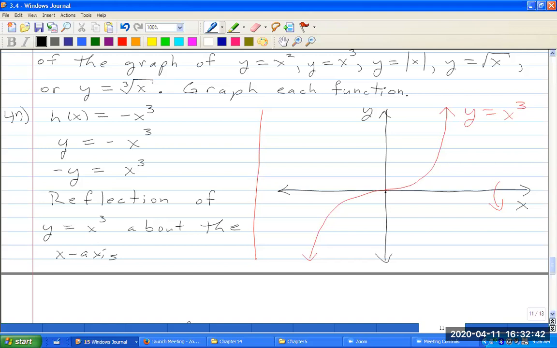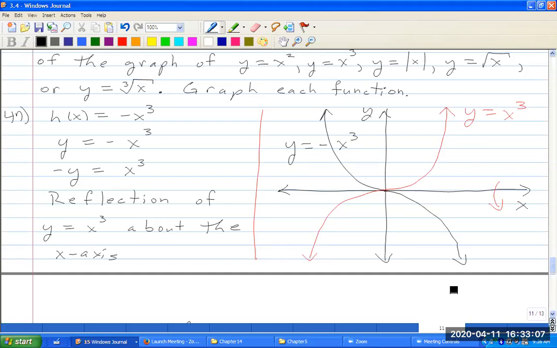So now it's going to look something like, okay, that's not horribly bad. So this is a graph of y equals minus x cubed. And so this in black is a graph of y equal minus x cubed.